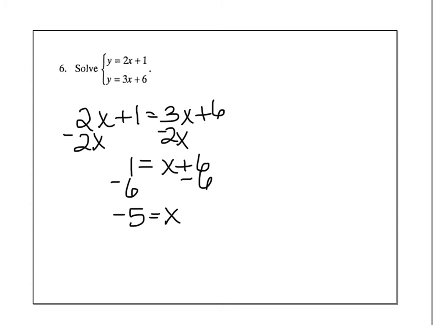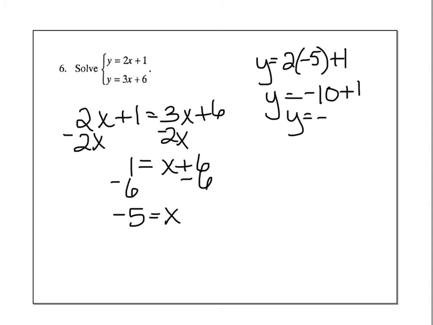We then plug it back in. Again, it doesn't matter top or bottom. I'm just going to use the top. So it'd be y equals 2 times negative 5 plus 1. 2 times negative 5 is negative 10. Add 1 to it is negative 9. So our ordered pair would be negative 5, negative 9.